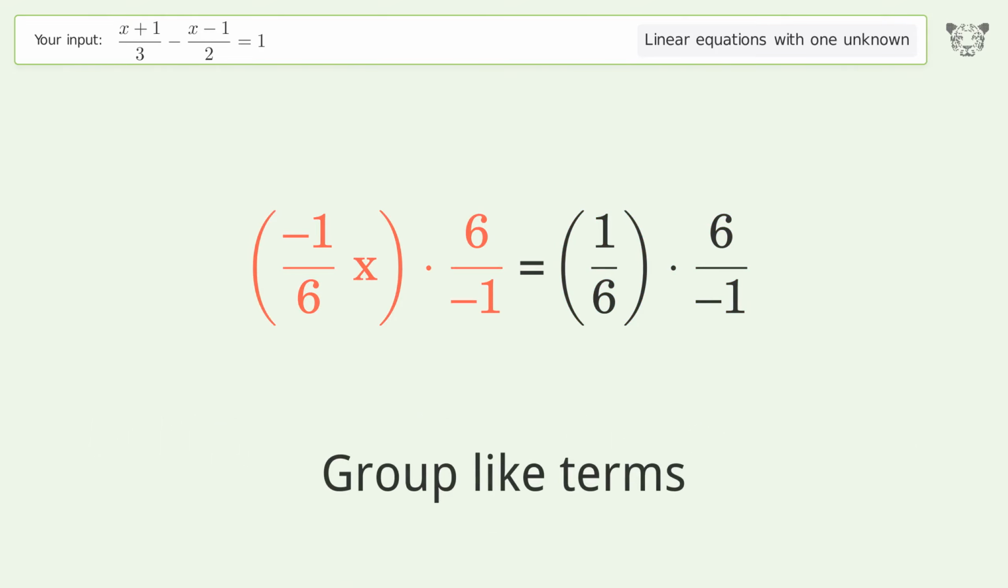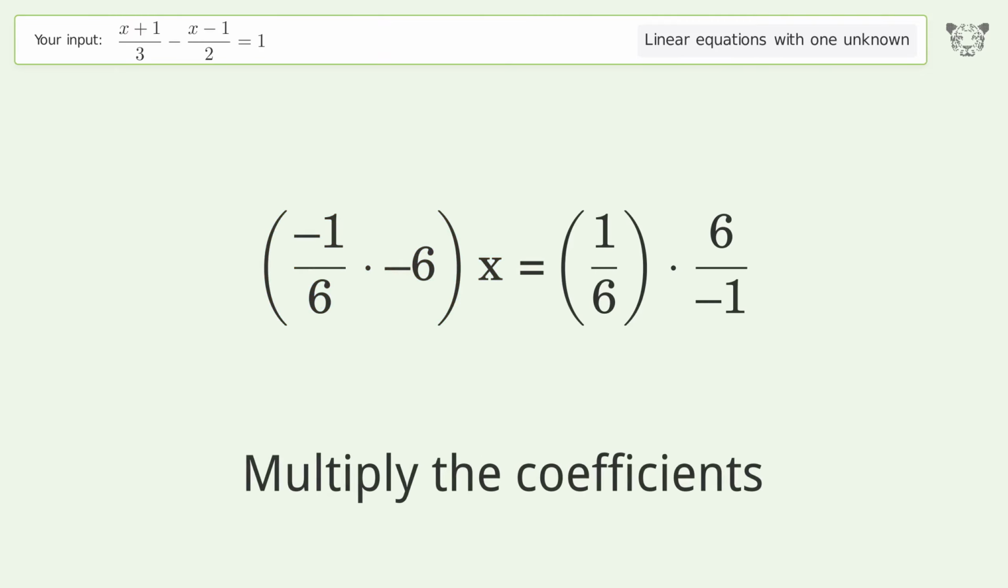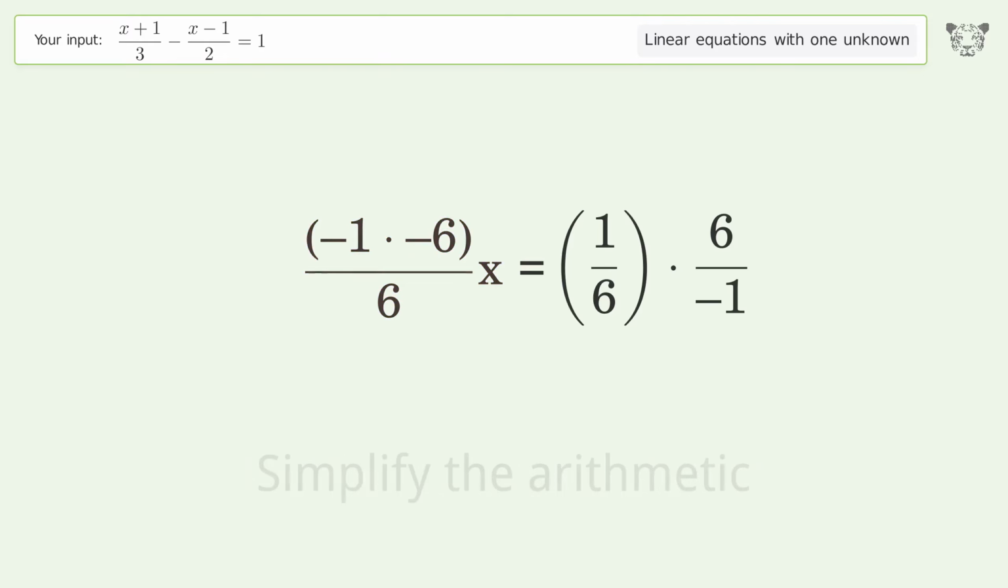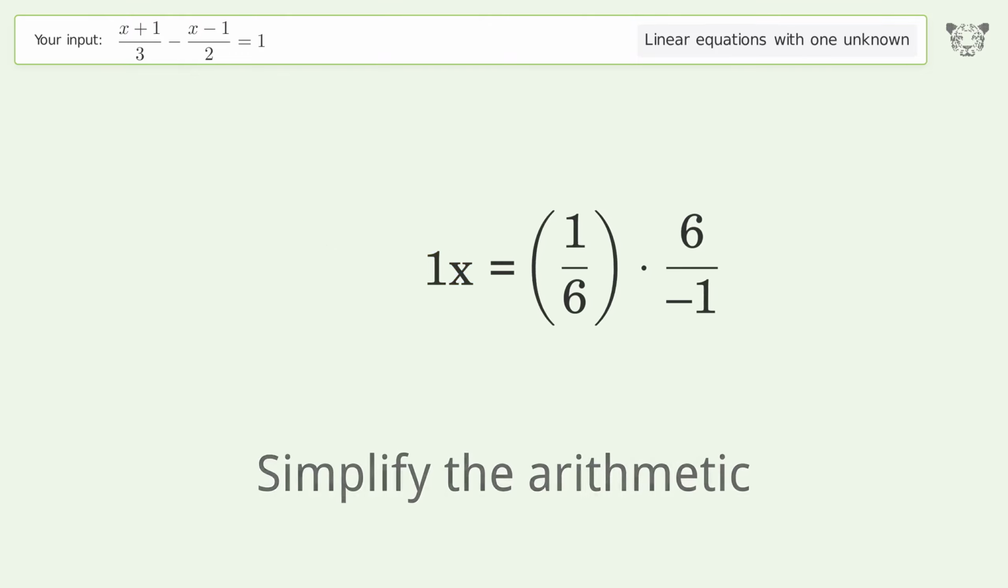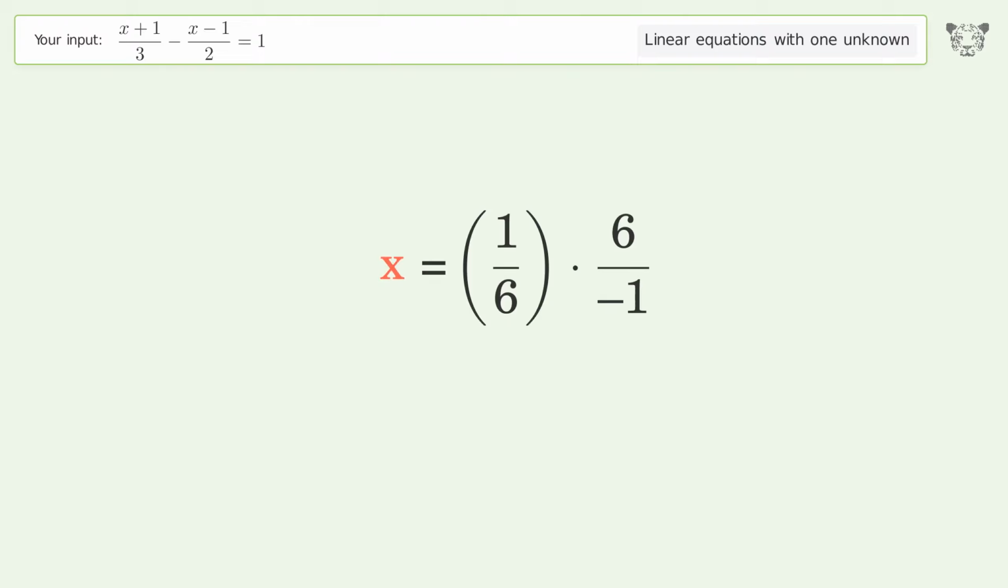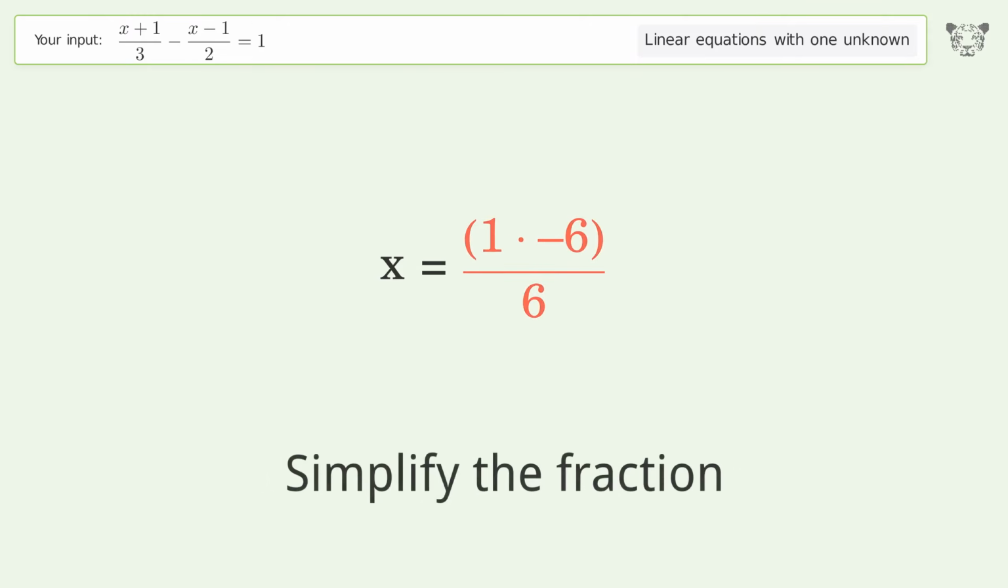Group like terms. Multiply the coefficients. Simplify the arithmetic. Multiply the fractions. Simplify the fraction.